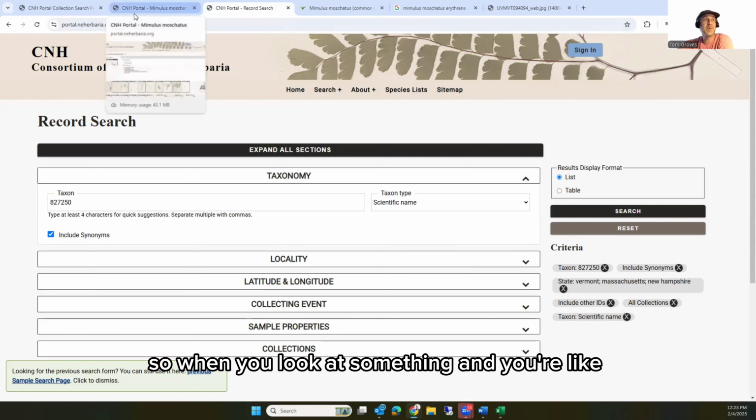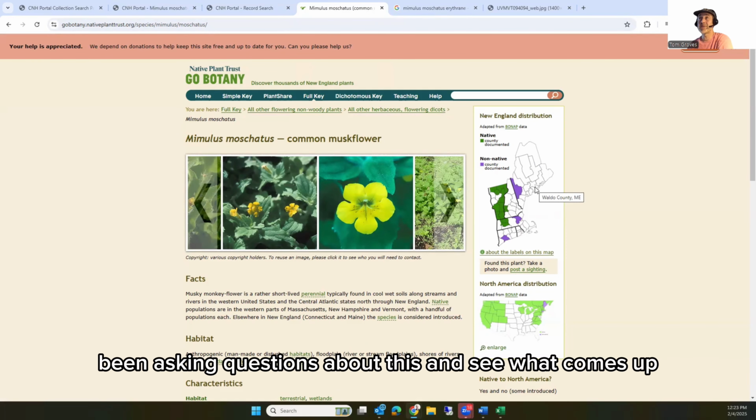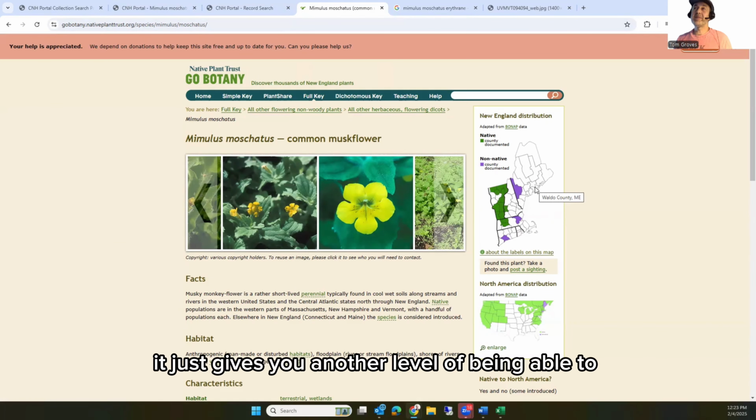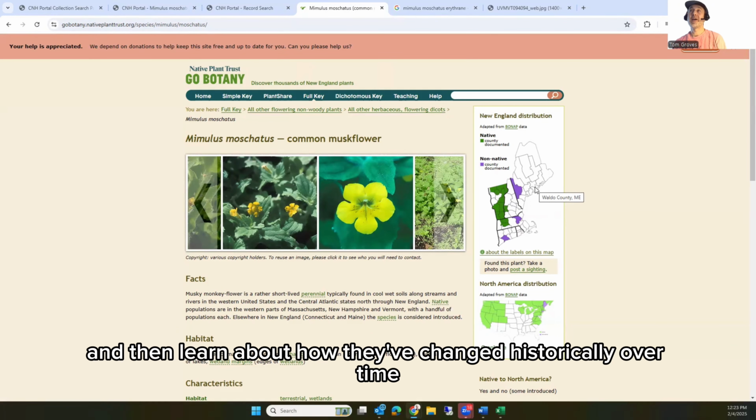So when you look at something and you're like, "Huh, that distribution is really weird, and why is this plant native to Vermont but not native to Connecticut or Maine?" Start looking through the herbarium record and asking questions about this and see what comes up. And it just gives you another level of being able to think about plants in a different way and then learn about how they've changed historically over time.